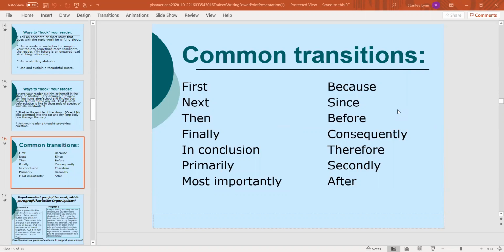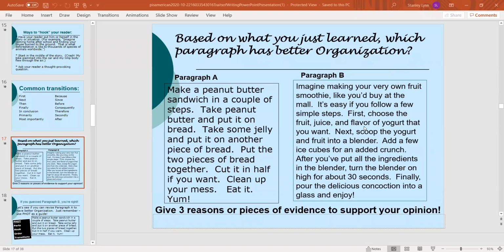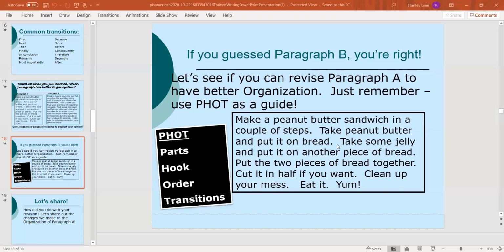These are common transitions. I think you know in your grammar textbook and online, you can find hundreds more. This is a very small example, but you need to be familiar with transitions, okay? So based on what you just learned, which paragraph has better organization? Again, you're going to choose the one that you think is better organized and give 3 reasons or pieces of evidence to support your opinion, okay?